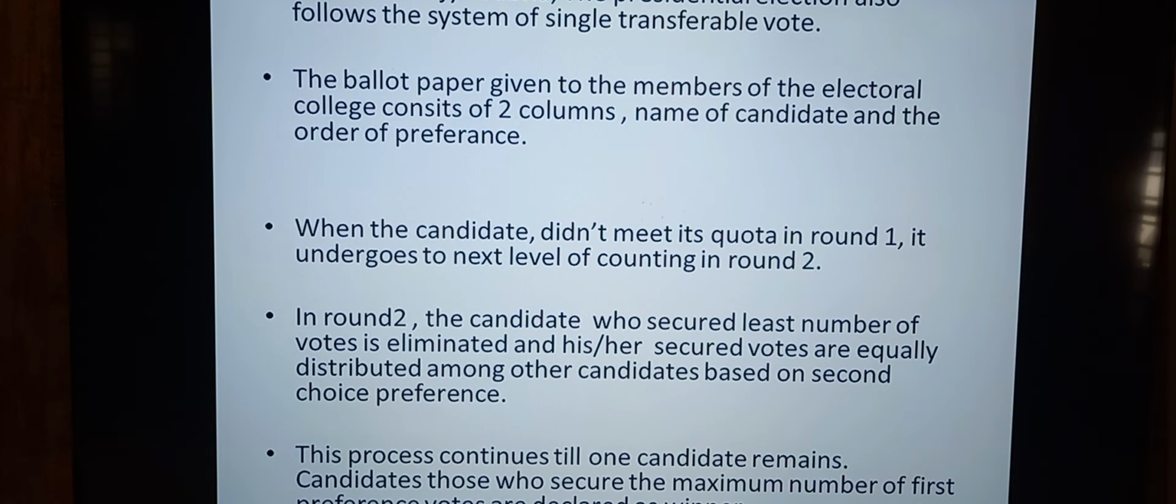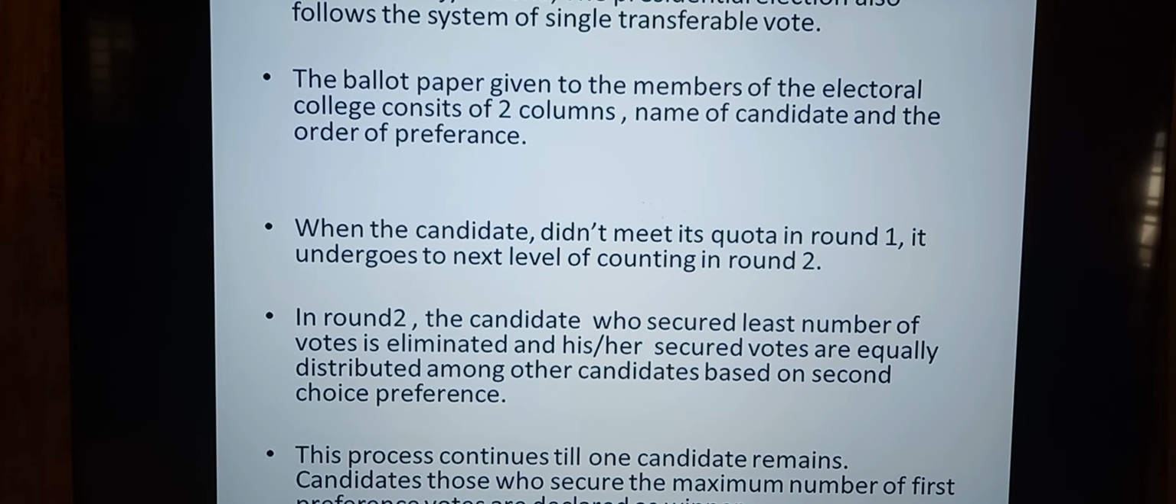Similar to the Rajya Sabha, the presidential election also follows the system of single transferable vote. The ballot paper given to the members of the electoral college consists of two columns: the name of the candidate in one and the order of preference in the second column.